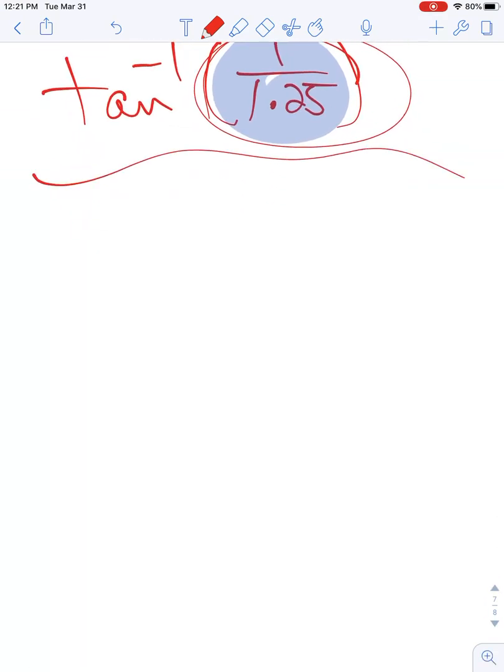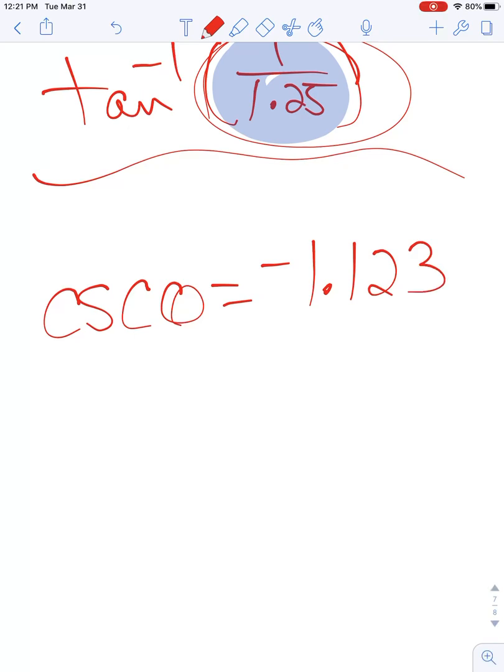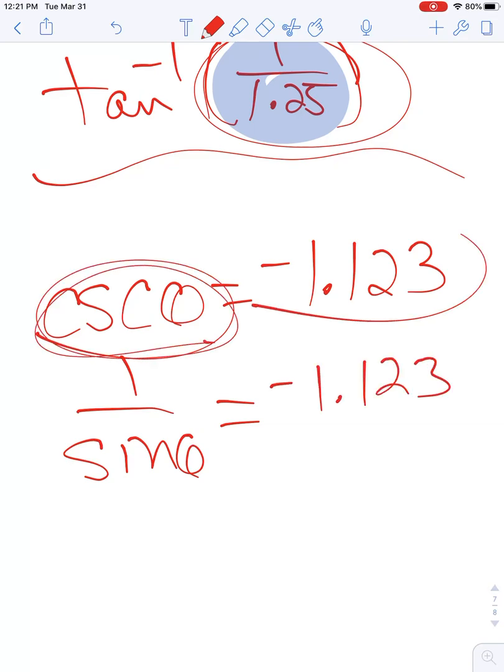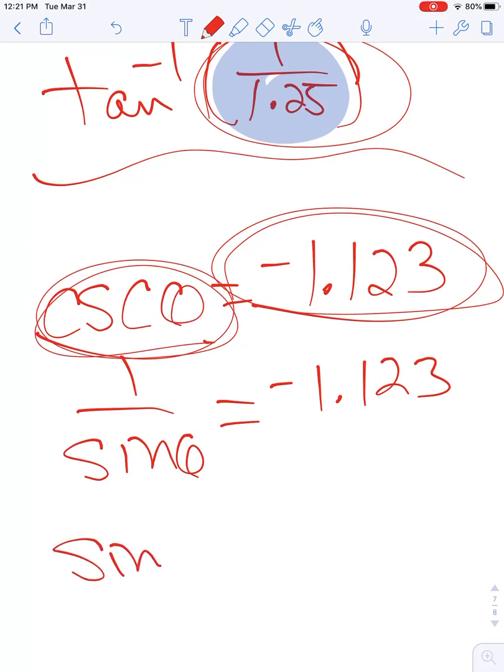What haven't we done? A cosecant. Negative 1.123. So I do not have a cosecant button. I'm going to take the reciprocal. The reciprocal would be sine. So I'm thinking to myself, this is 1 over sine equal to this. So since I'm going to take the reciprocal of this, I'm going to take the reciprocal of this. Inverse sine of the reciprocal. Inverse sine of 1 divided by 1.123.